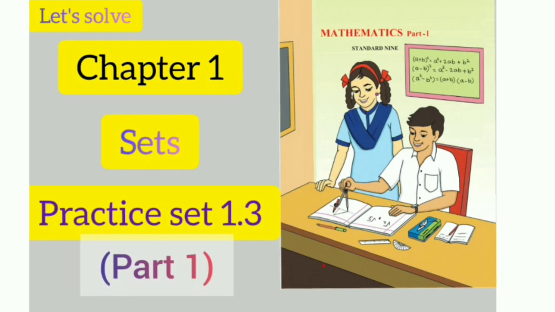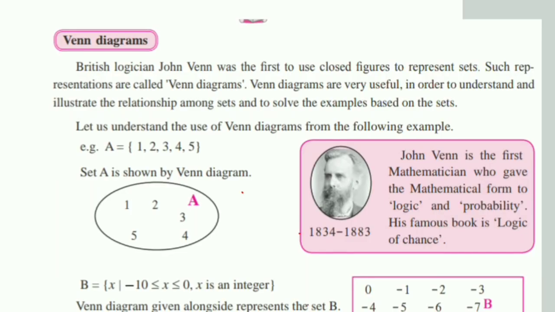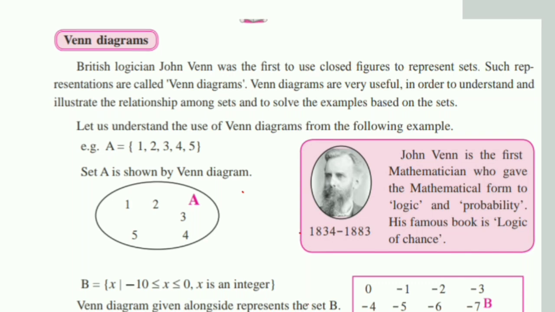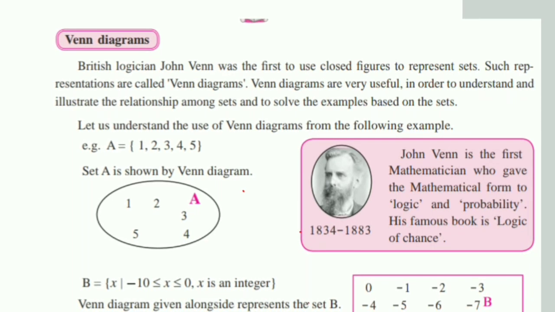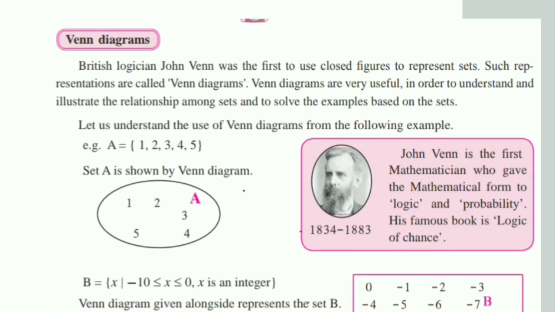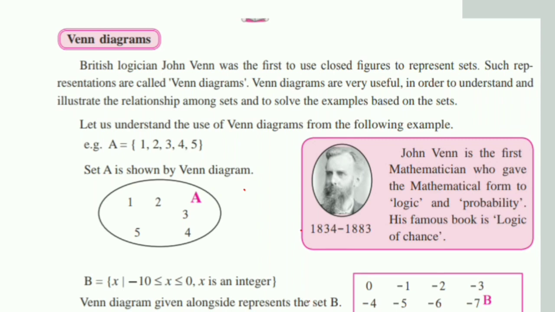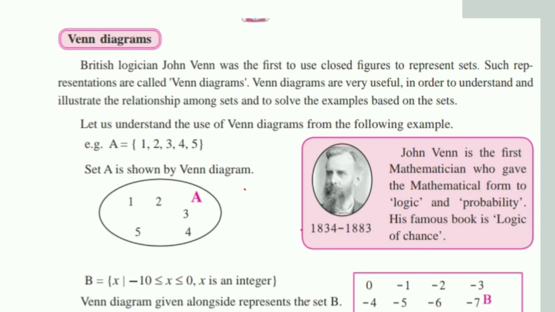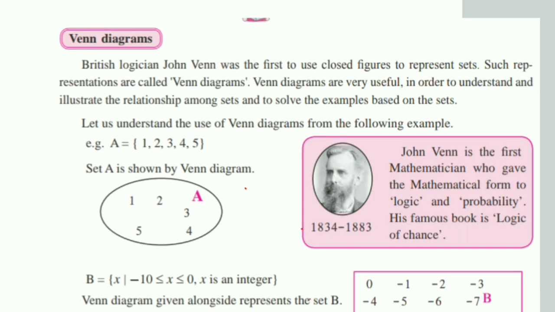Now we are starting your practice set 1.3. Before that, let's see some definitions. Venn diagrams. British logician John Venn was the first to use closed figures to represent sets. Such representations are called Venn diagrams. Venn diagrams are very useful in order to understand and illustrate the relationship among the sets and to solve the examples based on the sets.